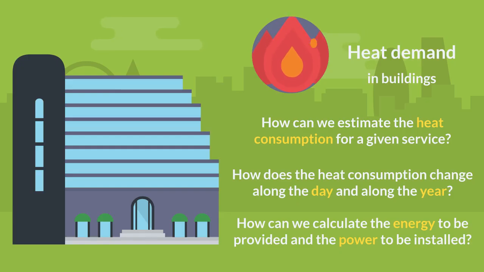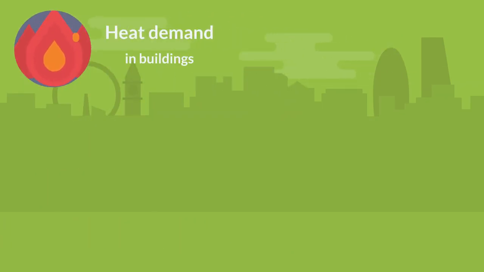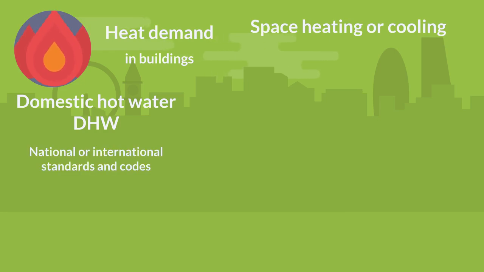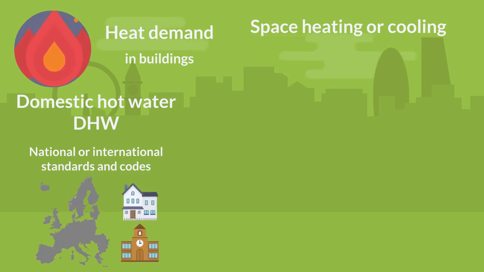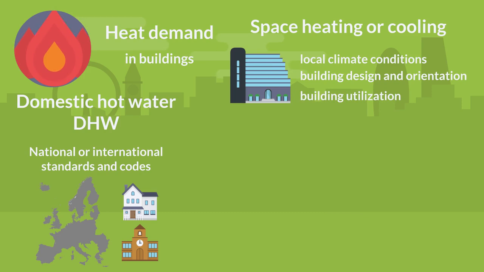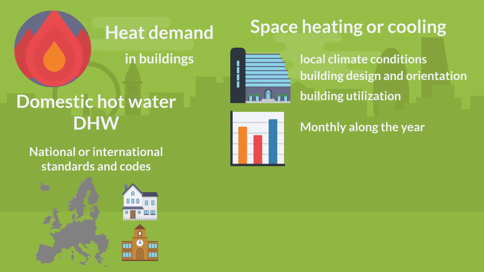Wrapping up. The typical heat demands of a building are: supply of domestic hot water, space heating or cooling. Domestic hot water needs can be set from national or international standards and codes. Its demand changes from country to country and depends on the building utilization. Space heating depends on local climate conditions, building design and orientation, building utilization. The heat demand changes monthly along the year, hourly along the day.